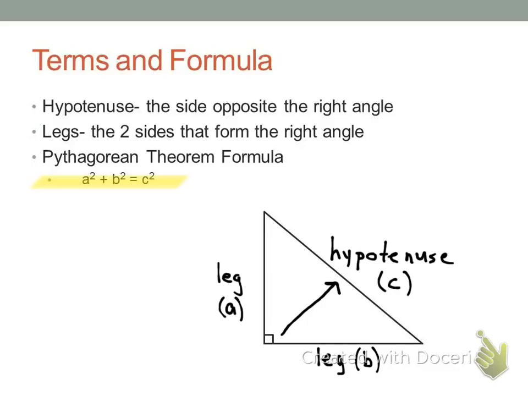All right, so you need to know that the legs form the right angle. A is the altitude, the leg that's the altitude, and b is the base. And then c is the hypotenuse, which is opposite the right angle. So make sure you write down everything on this slide.